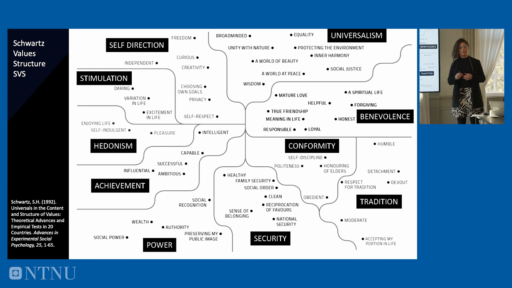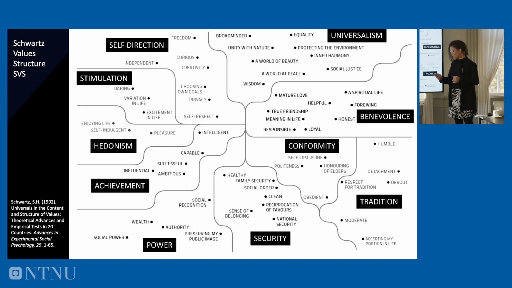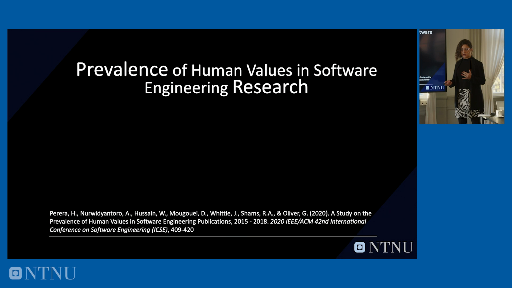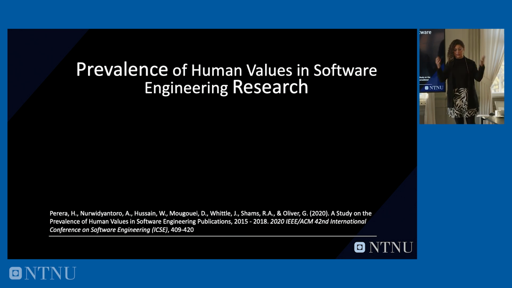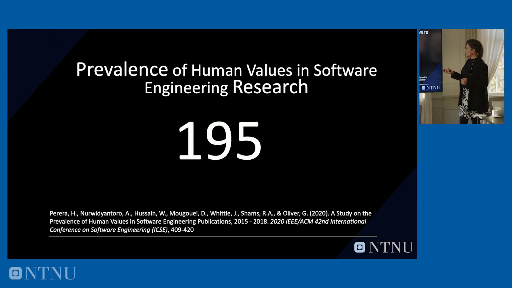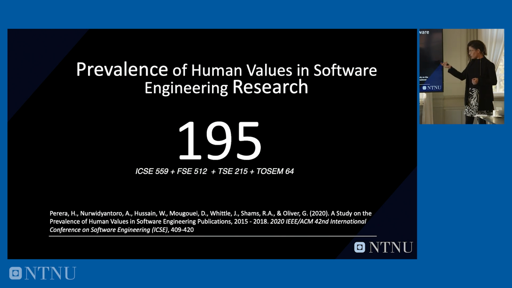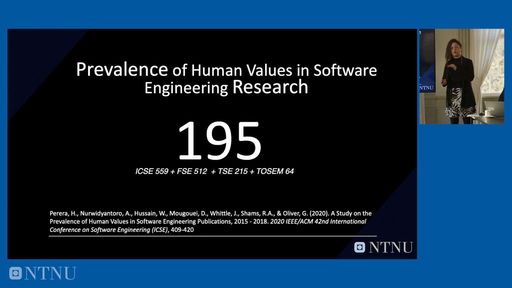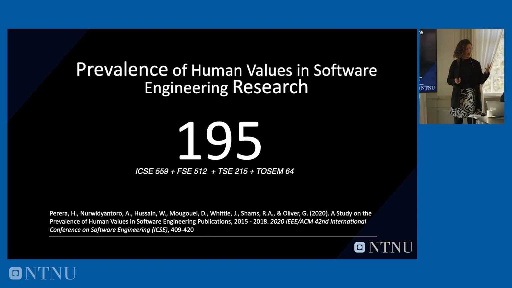They can have a positive and negative impact as well, but they are what drives the values of society. Therefore, how does this relate to software engineering and the research that we are doing? There is a study that was conducted about the prevalence of these human values in software engineering, and they found in the most famous software engineering conference, for example, ICSE, that at least 195 papers were researching or thinking about human values.